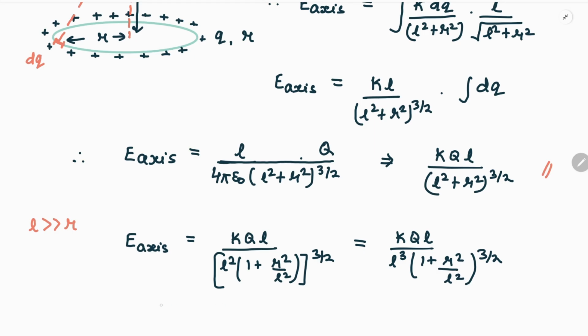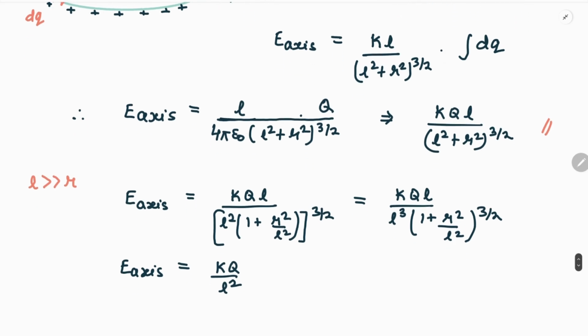So since L is huge, we can say E on the axis of the ring will then approximate as KQ by L square. That is, we can say that it will behave like a point charge. So at a great distance, the entire ring of charge can be considered as a point charge. Now the next part is to calculate the maximum value of E.